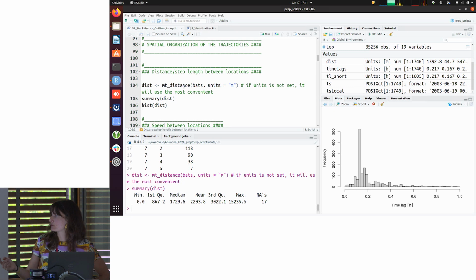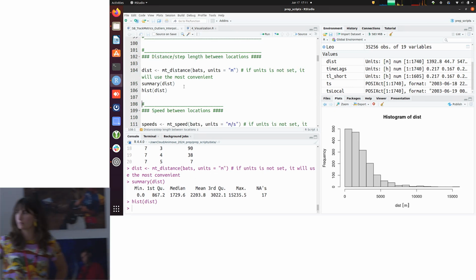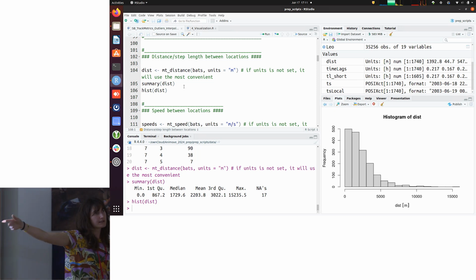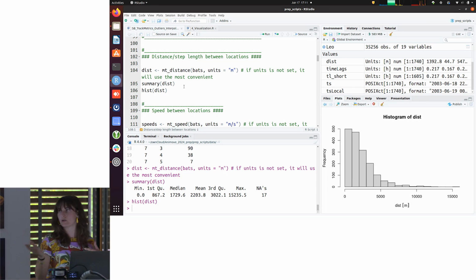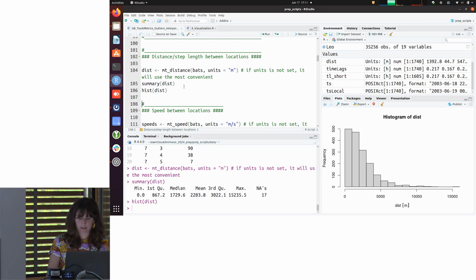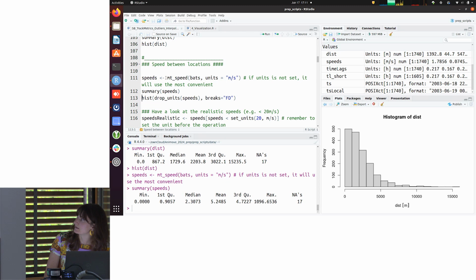And then, as I also said in the presentation, this is a typical distribution that we expect from distances, and also from speed. Usually an animal moves with low distance and low speed, and then occasionally they move faster or longer distances. For the speed it is also very similar. There is mt_speed as a function. We can set the unit here as meters per second. And then also we look at the speed.